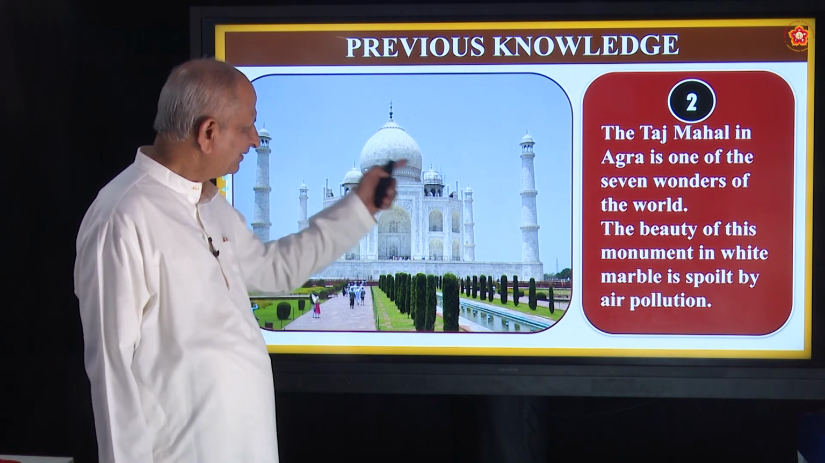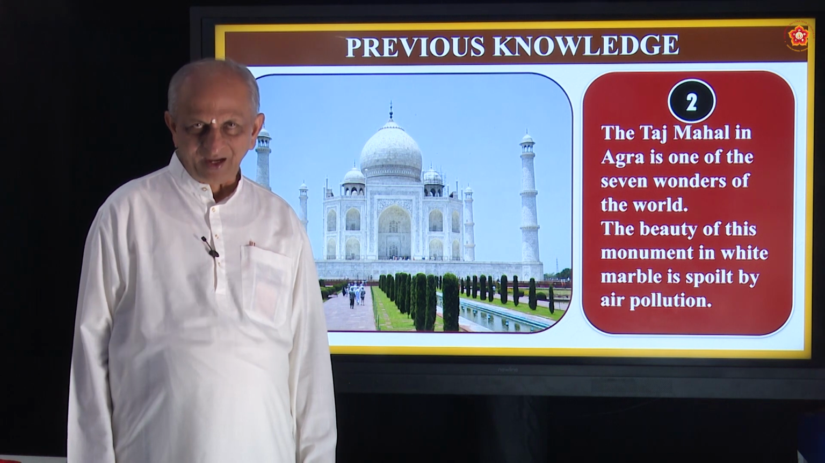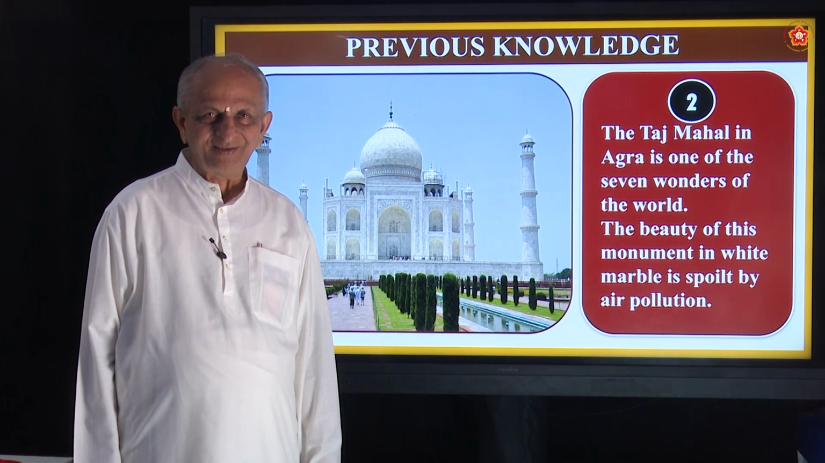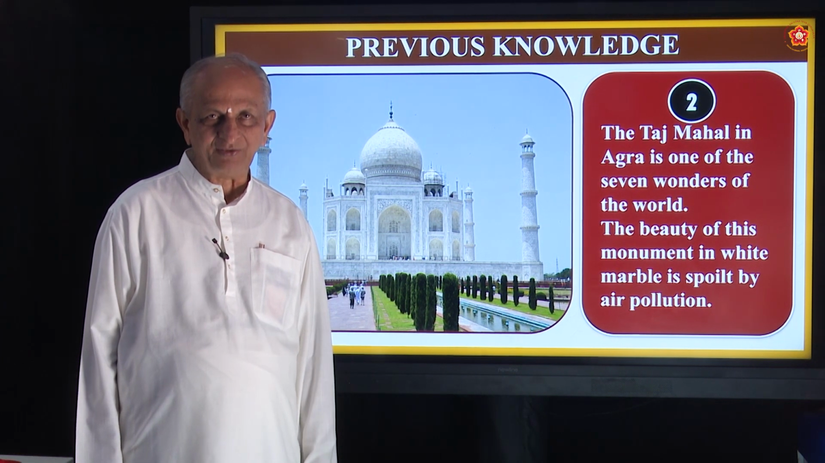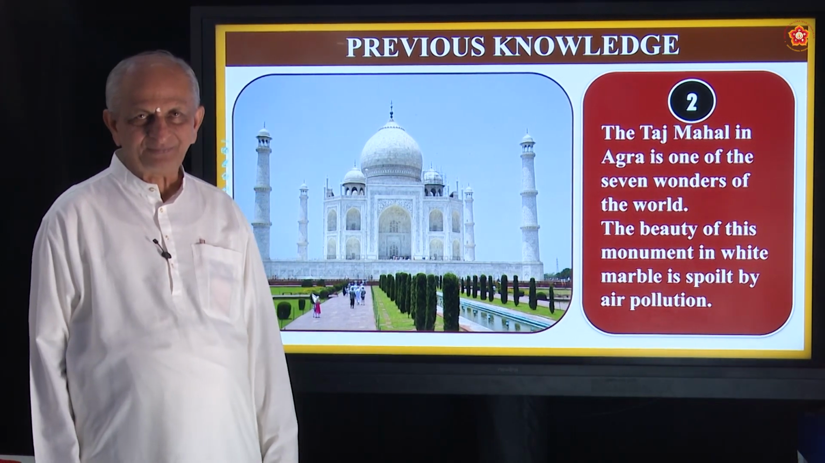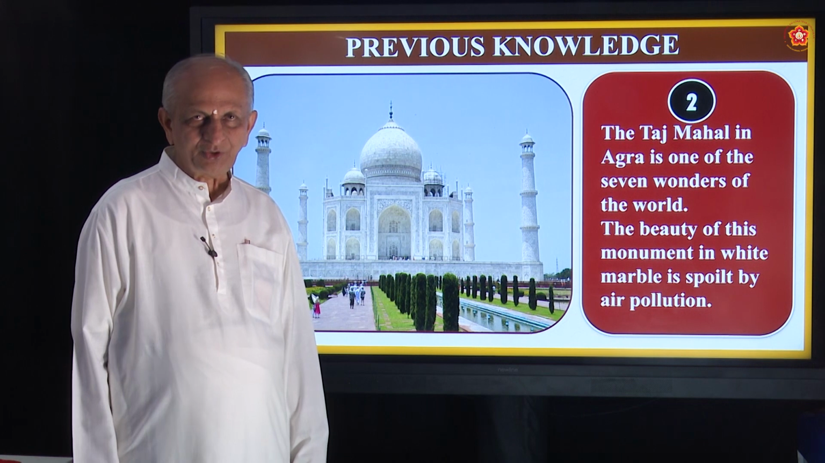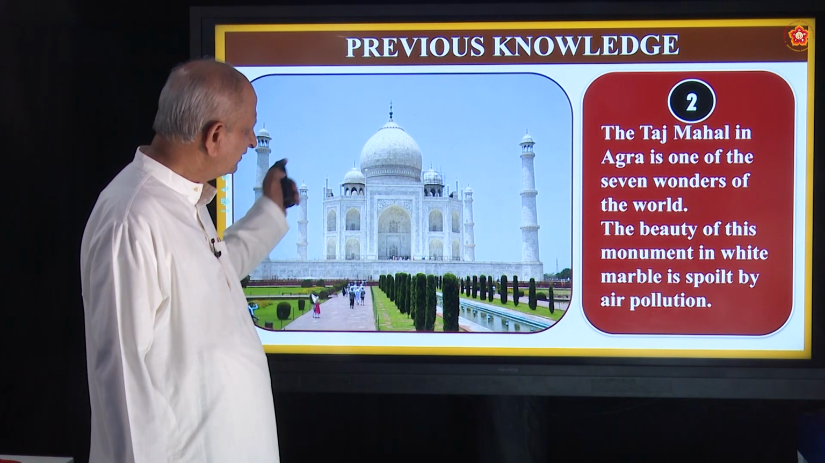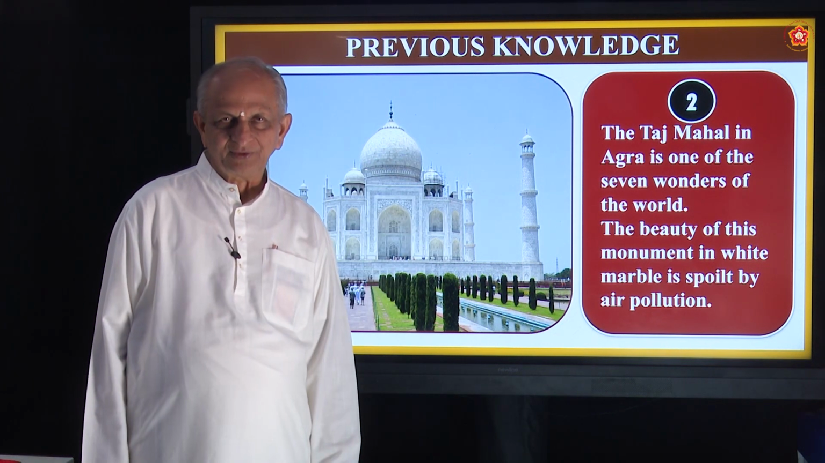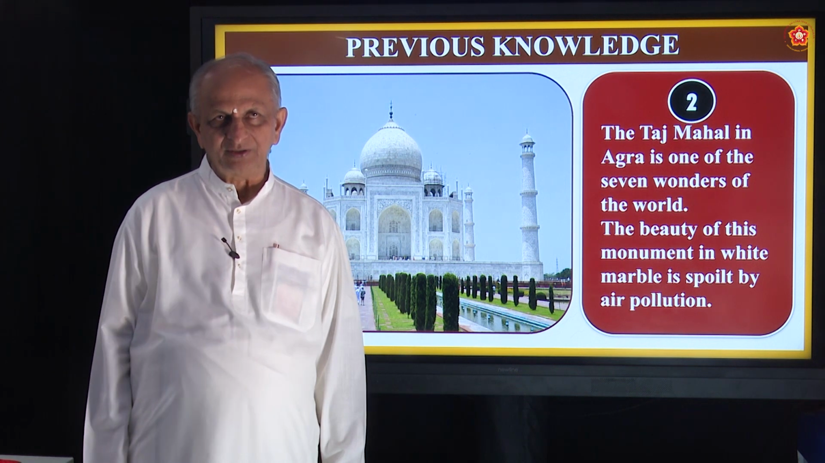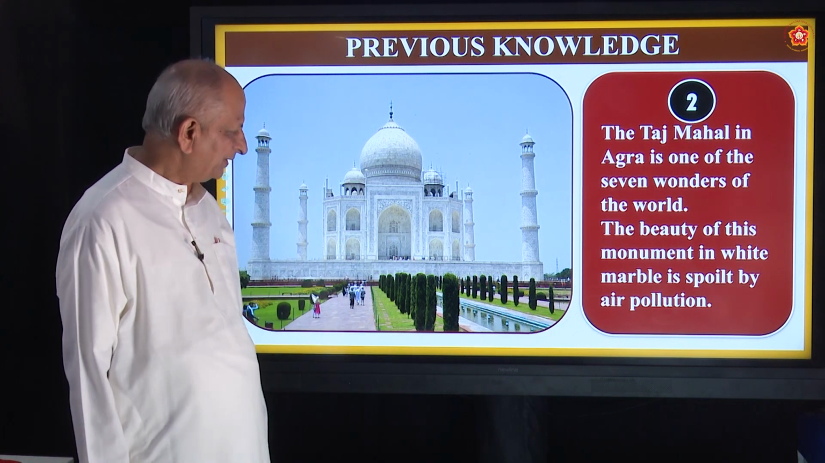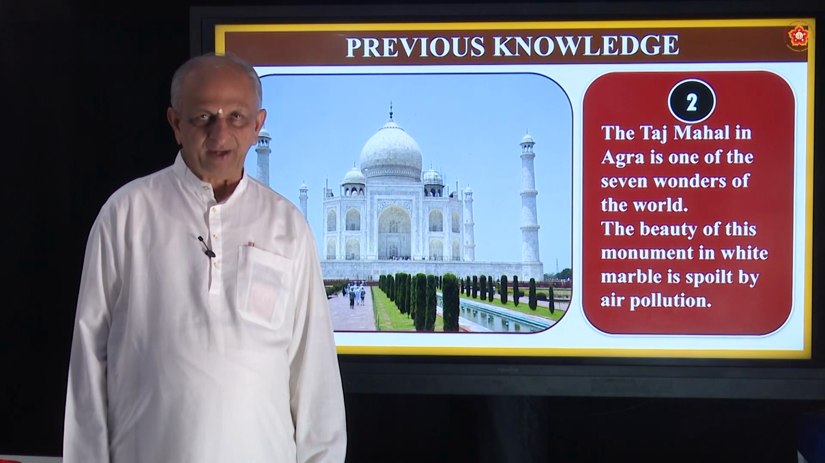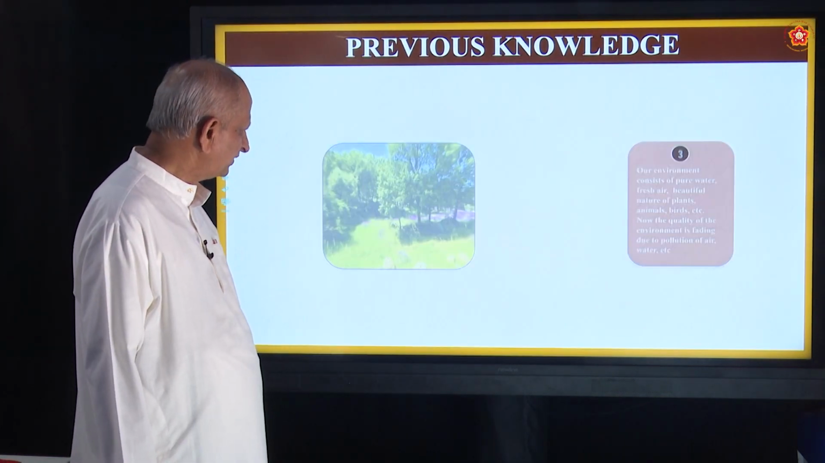Do you know why this building was built? Yes, in the name of his wife. Whose wife? Shah Jahan's. Shah Jahan is the second king of the Mughal dynasty. Who was the first king? Babur. So, in the name of his wife, Shah Jahan built this building, one of the most attractive buildings. But the beauty of the building is lost due to the pollution of air. Let us see one by one what it is.